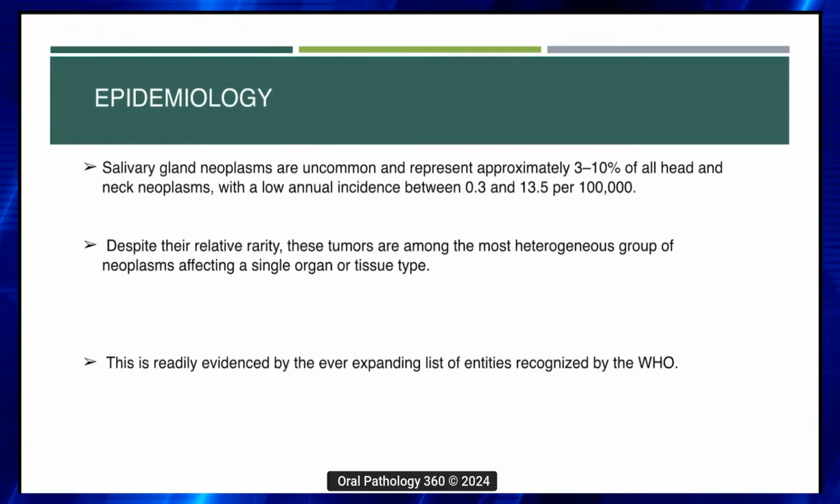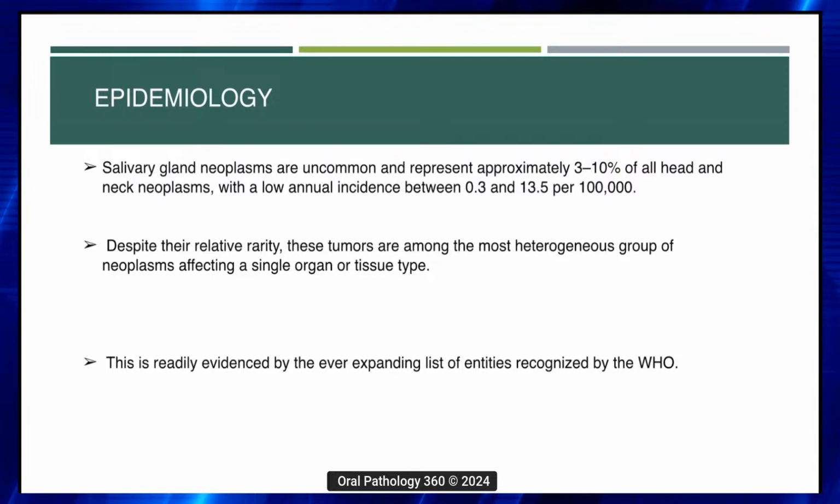In this part, I explain the epidemiology of these tumors. Salivary gland neoplasms, which are rare and make up only 3 to 10% of all head and neck neoplasms, have a low annual occurrence of about 0.3 to 13.5 cases per 100,000. Even though they are not common, these tumors are incredibly diverse, causing a variety of growths in a single organ or tissue.